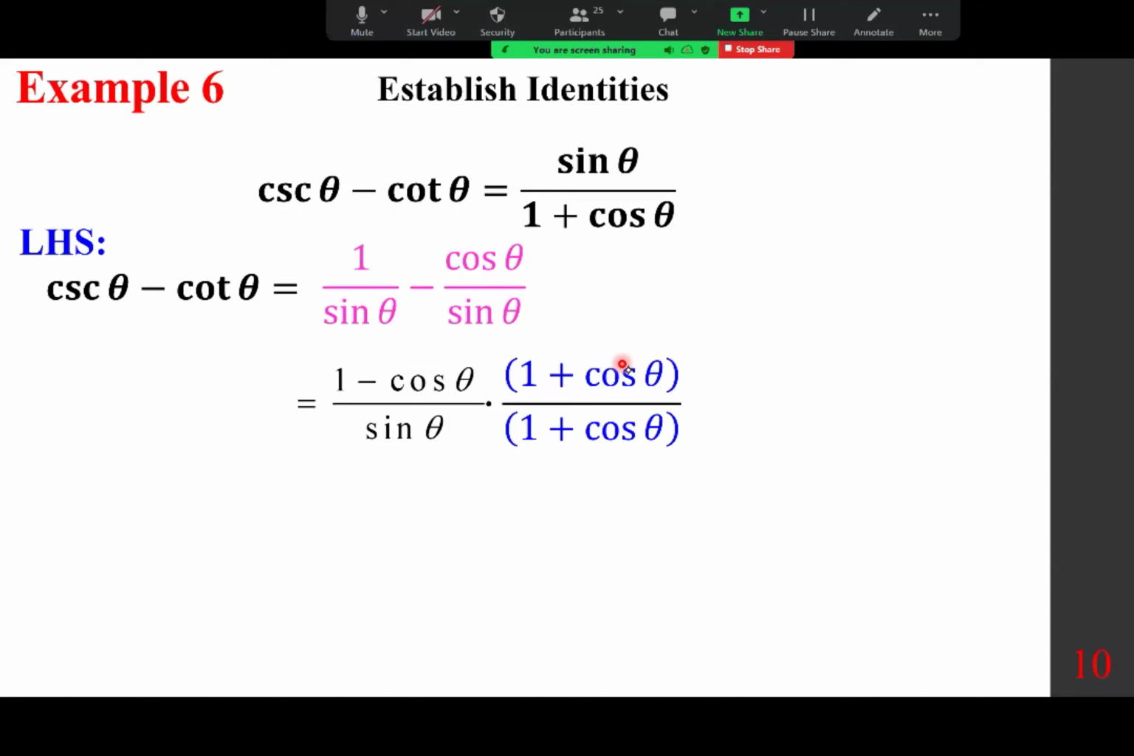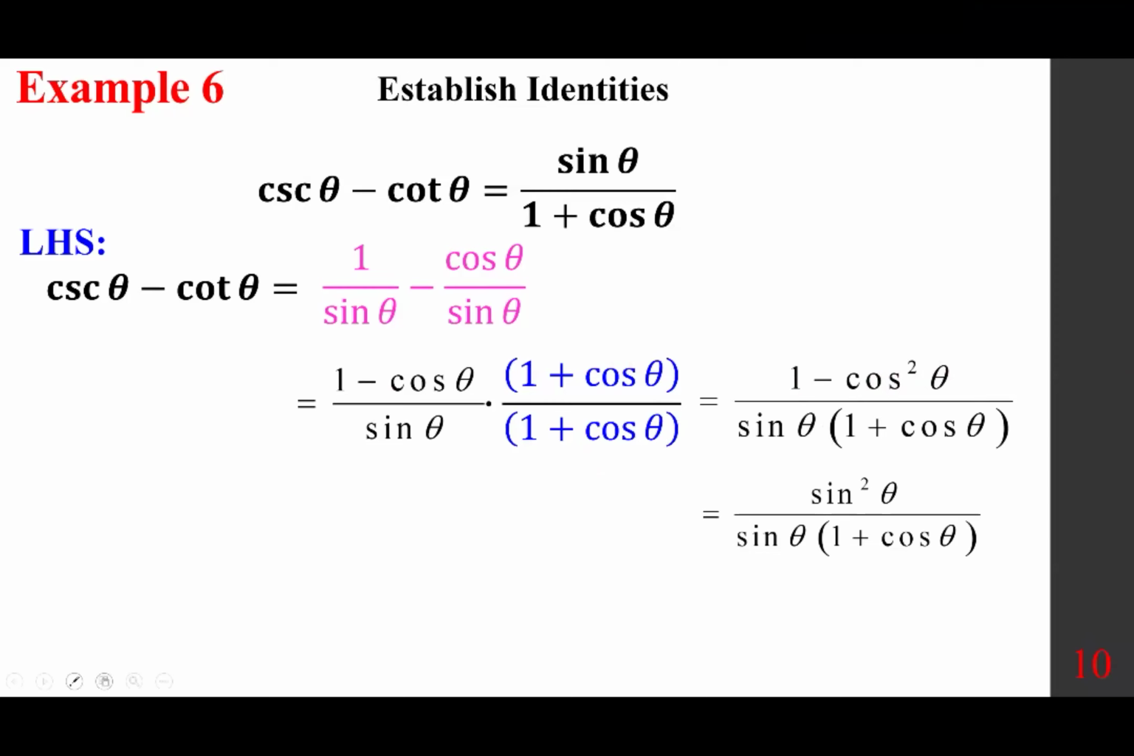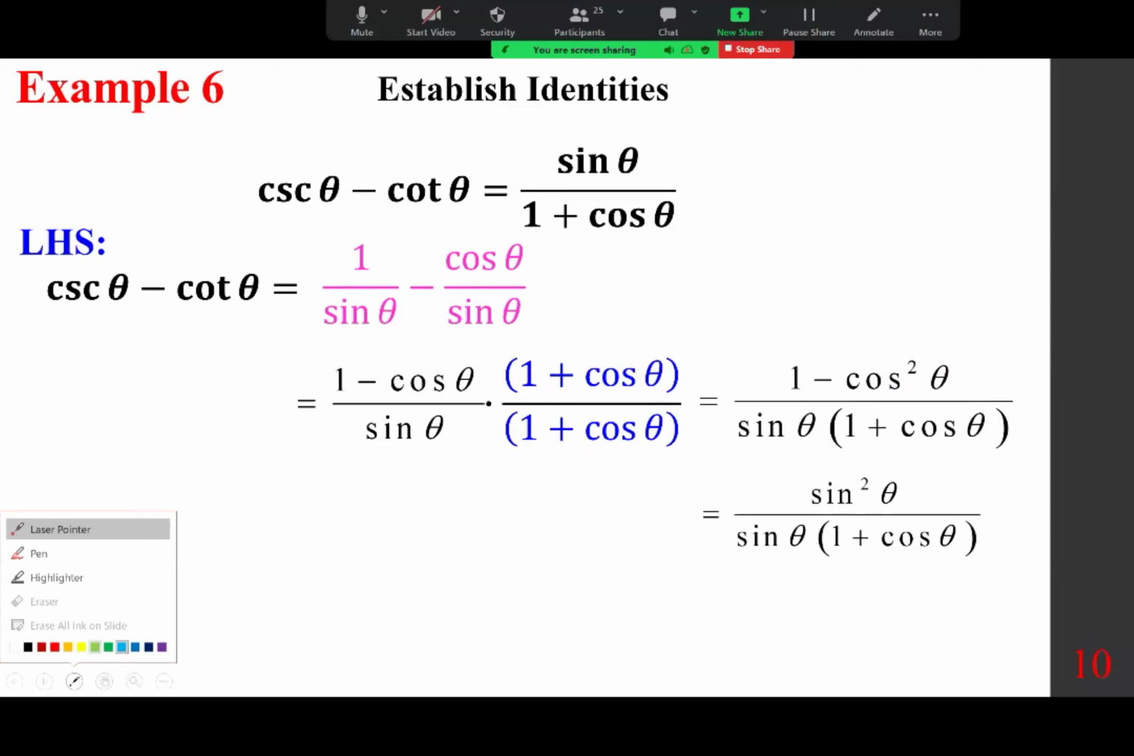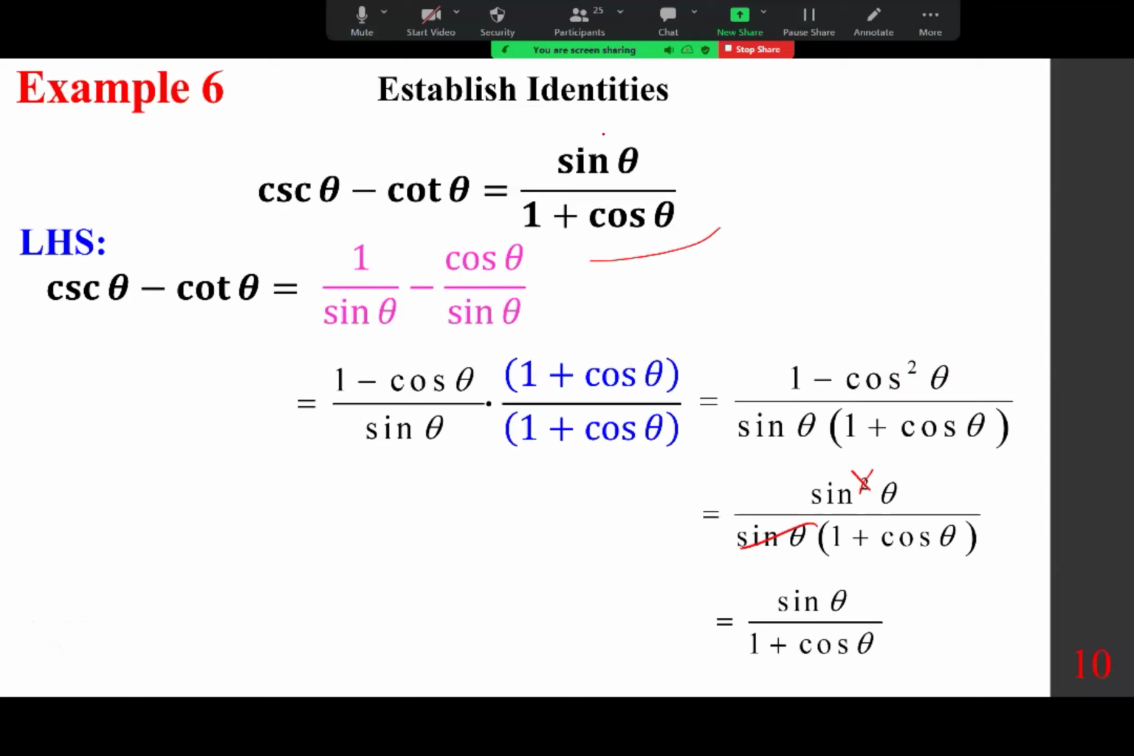So again, the numerator, 1 minus cosine squared. As you know, 1 minus cosine squared can be replaced with sine squared. And we can cross out this sine from the bottom, exponent from the top, and this is the right-hand side. So we proved it.